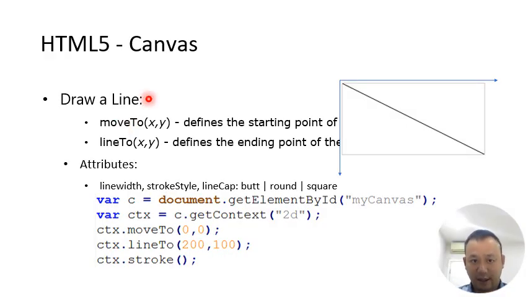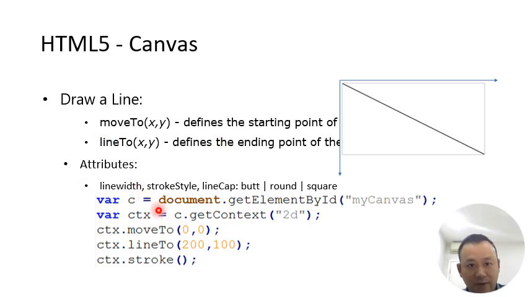This is an example to draw a line in canvas. We can see here, first we have to define moveTo(x, y) to start the point of the line, and the lineTo here means the ending of the line.